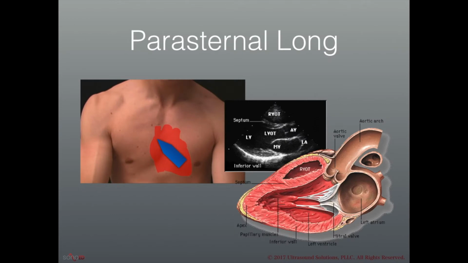Let's look now at the parasternal long view. This is a great view of the heart. This is often my go-to view of the heart in a trauma patient if I can't get a subxiphoid view, because you just get a ton of information, and this is generally a fairly easy view to obtain.